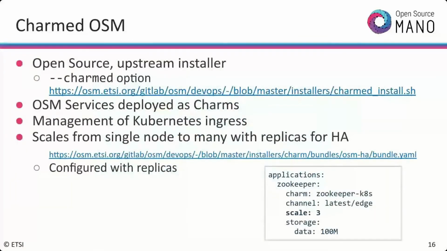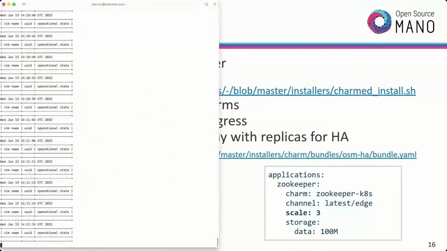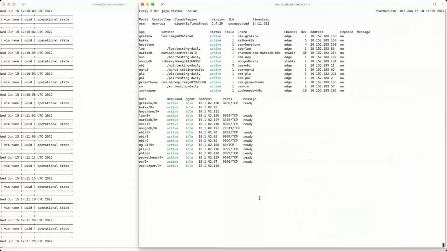So Charmed OSM is an upstream installer. It is the same installation pattern. You just download the OSM installer and add the Charmed flag to it. The difference between this and the Kubernetes installer or default installer is that the OSM services, NBI, etc., are all deployed as charms, which is what you saw on my one screen over here. You can see each one of these services is a charm that was deployed using Juju.